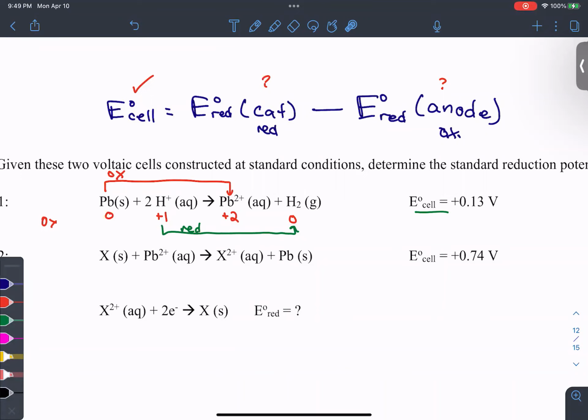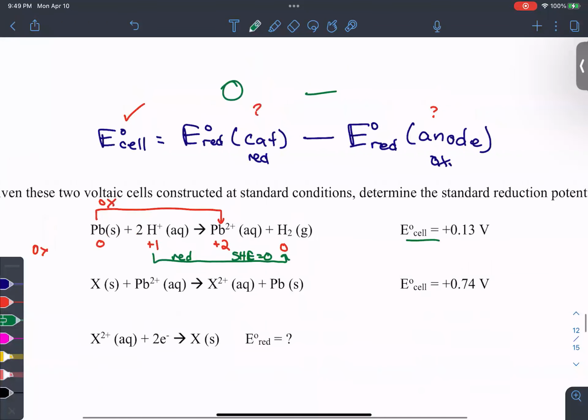But what is hydrogen? Is it at the cathode or the anode? Where do I put that 0? Does it go here or does it go there? It's being reduced. So since this is SHE, this is 0, so our 0 is going right there. All right, that's our hydrogen value. So this is equal to 0.13 volts.